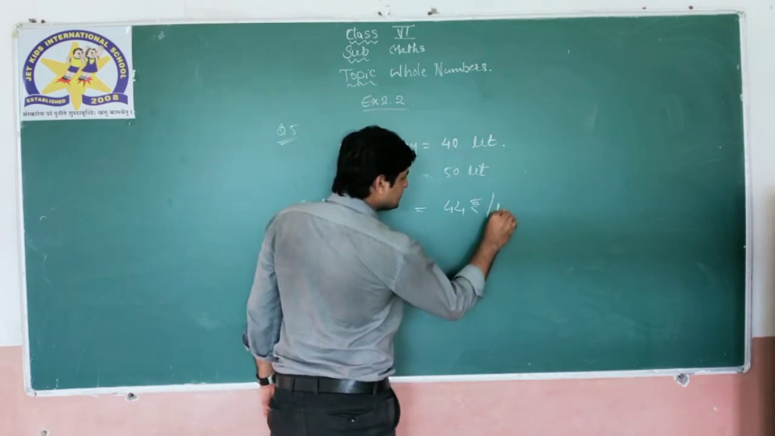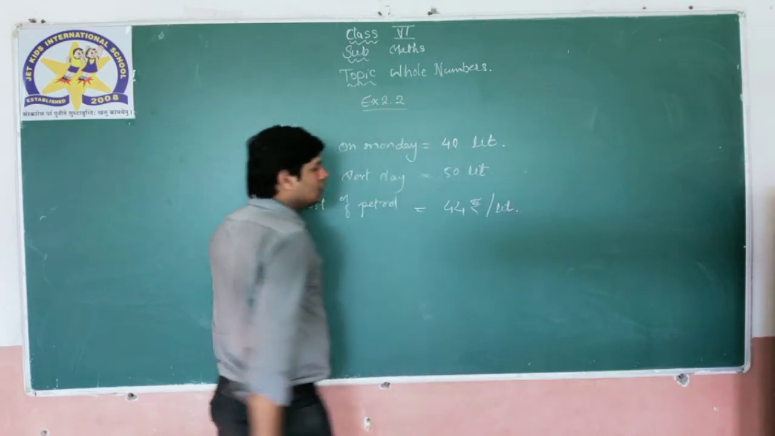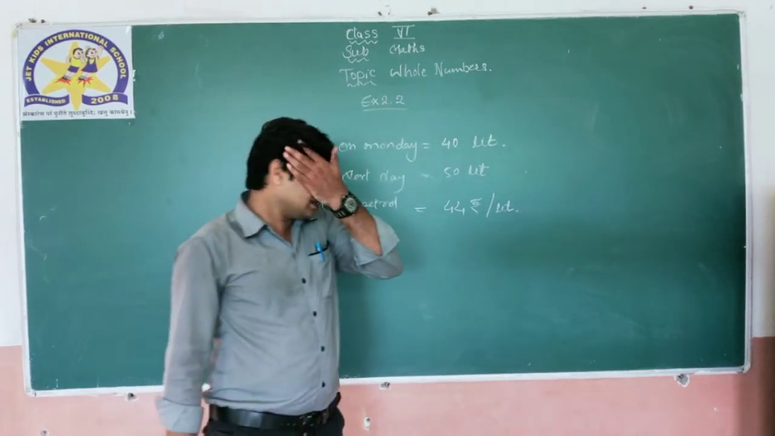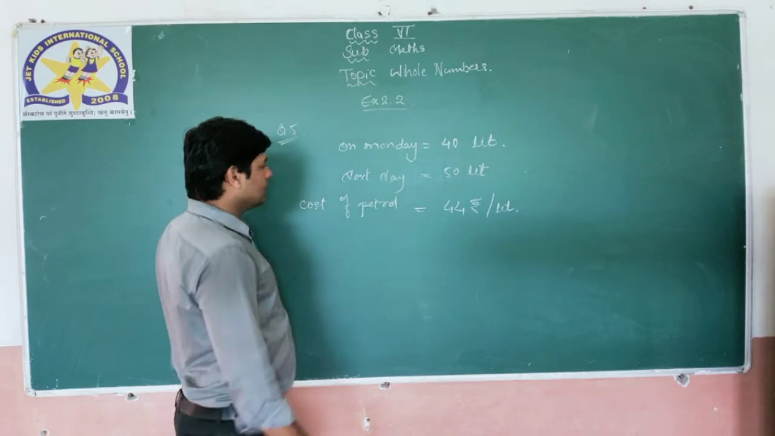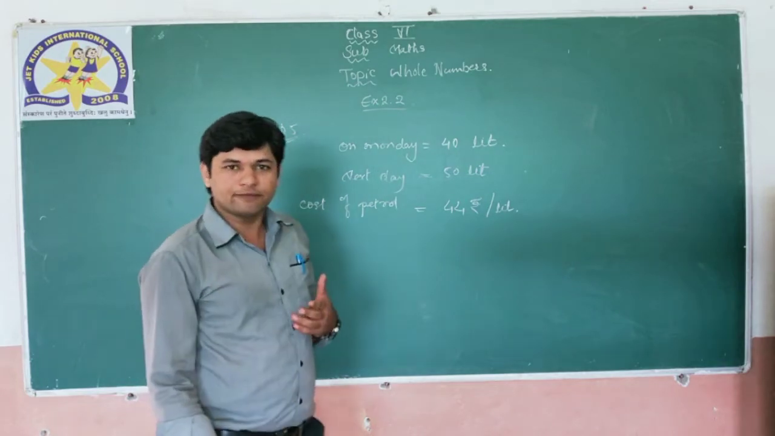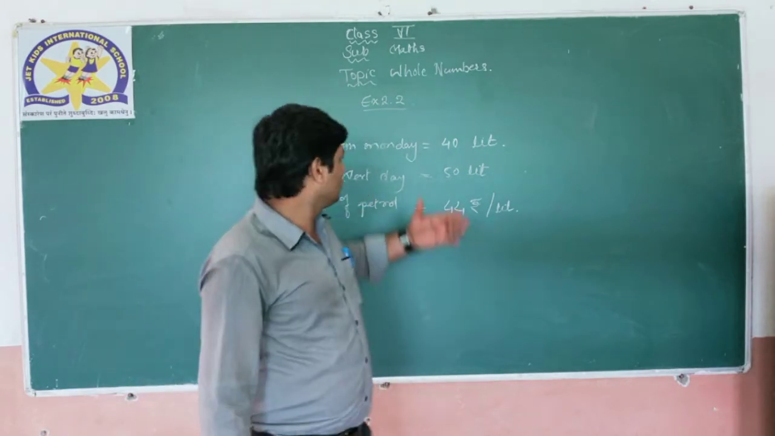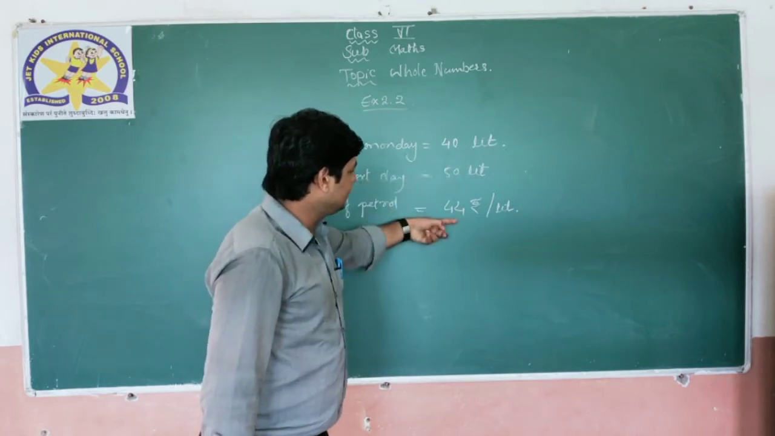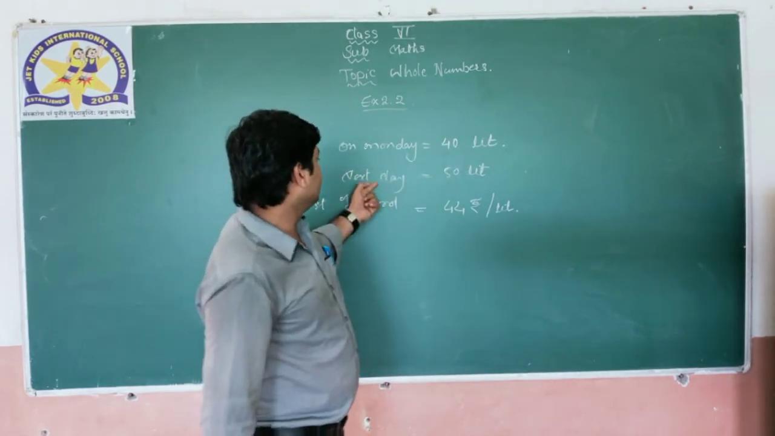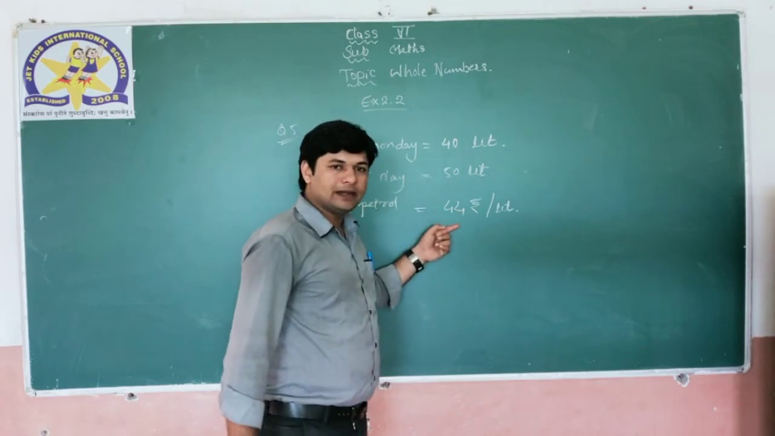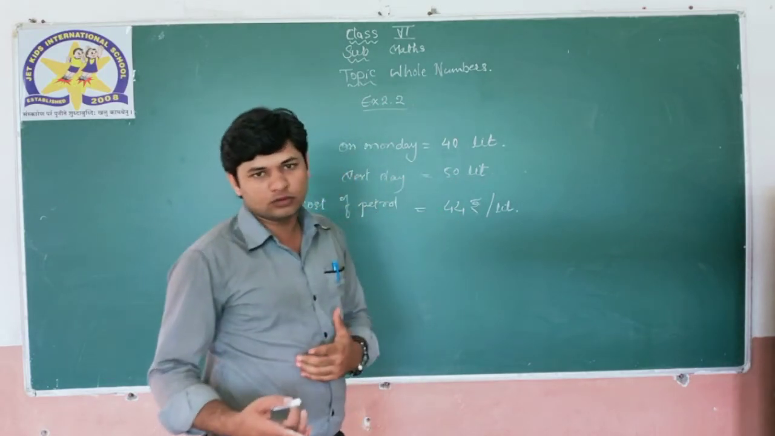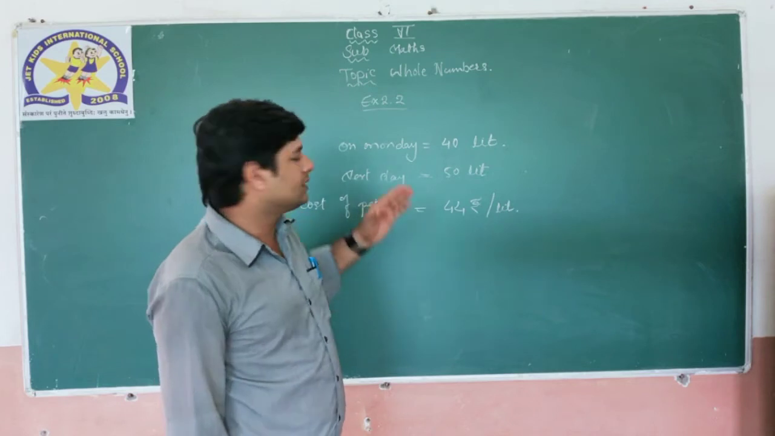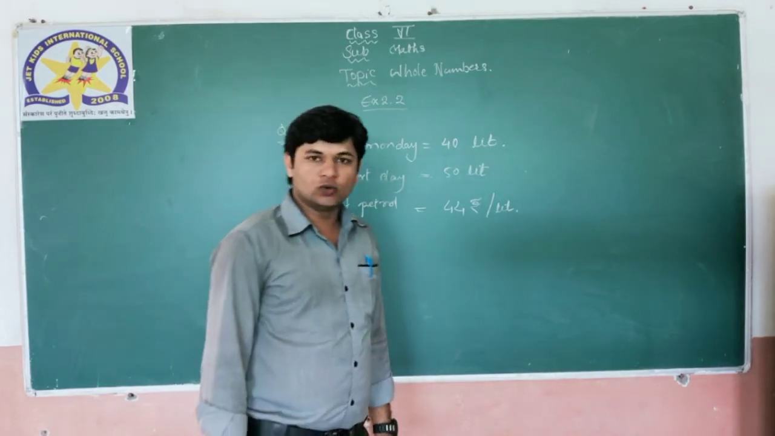44 rupees per liter. See, if I ask you the same thing, we are going to do it. So the total money you have to find, right? On Monday, how much did he spend? 40 multiplied by 44. On the next day, 50 multiplied by 44. Then you will add both, so you will get the total expenditure on petrol, right?